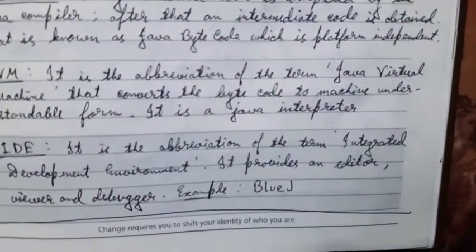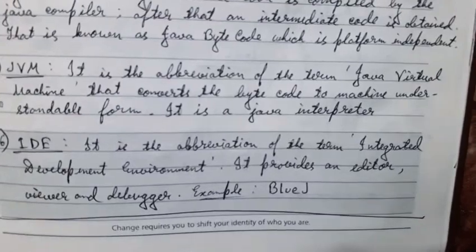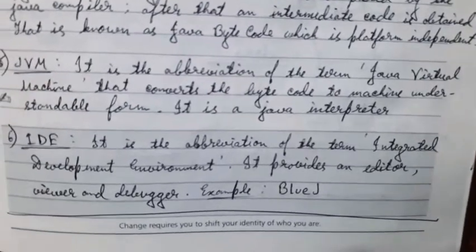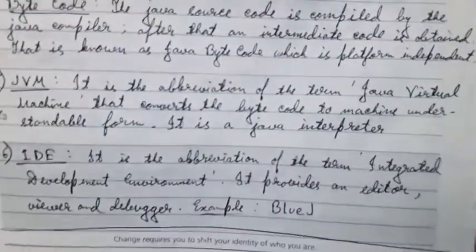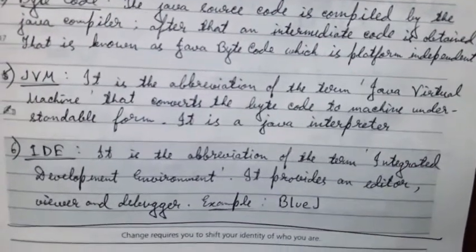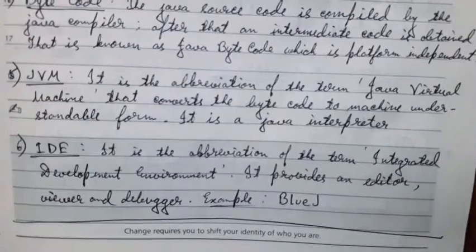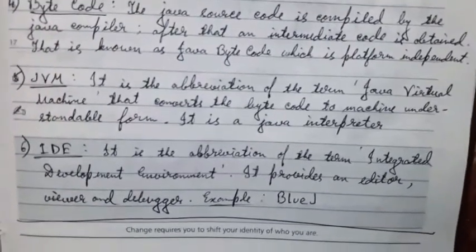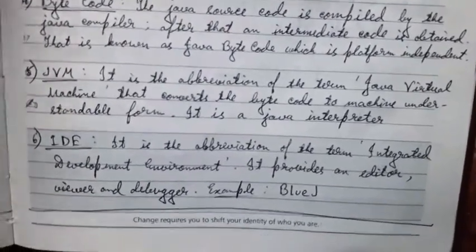Now IDE, I think you know, is the abbreviation of the term integrated development environment. It provides an editor, viewer and debugger. An example is BlueJ. I'll come to this. BlueJ is actually an IDE. It's an environment where we write programs. Now let's come to the next topic.